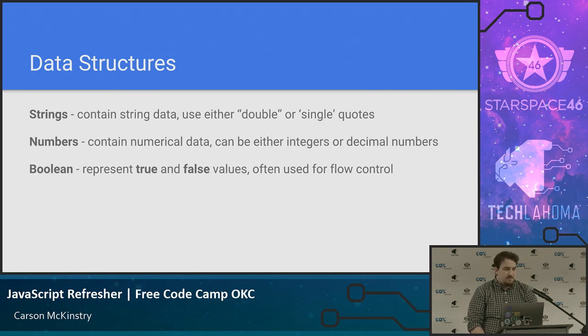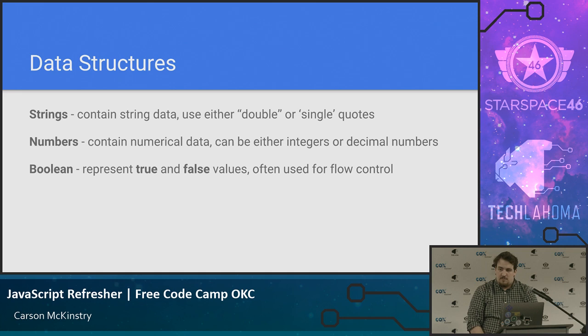Next thing we're going to talk about is some data structures. JavaScript has a bunch of data structures, but we're just going to talk about five of them, the most common ones that you'll encounter. The first one is strings. This will contain any alphanumeric data that you might have, so names, places, anything like that. They can use either single quotes or double quotes. It really depends on your style and how you want to handle that, but JavaScript doesn't care either way, so long as they match.